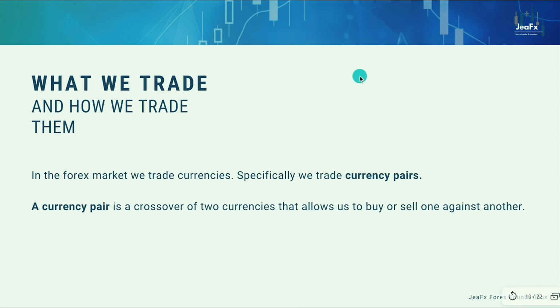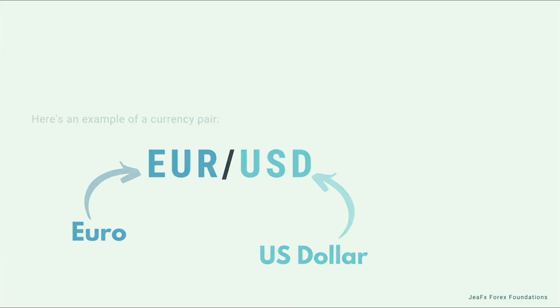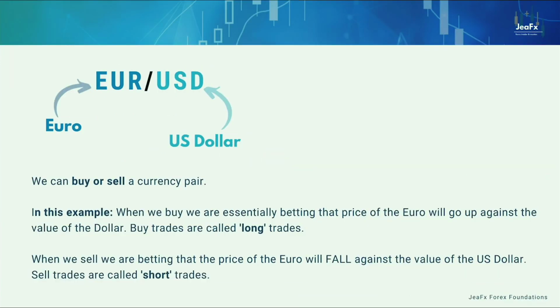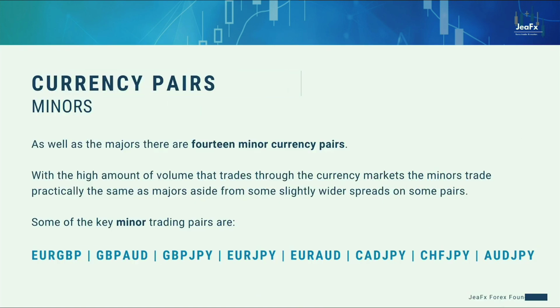So what do we trade and how do we trade them? Well, we know now we trade currencies, okay? We trade pairs of currencies, a currency cross. So a currency cross is something like the Euro USD currency cross, where we get to trade the Euro versus the US dollar. We can both buy or sell a currency pair. When we buy it, we are looking for the first currency to trade higher than the second currency. And when we sell it, we are looking for the first currency to lose value against the second currency. So that is where these long and short trades come in.